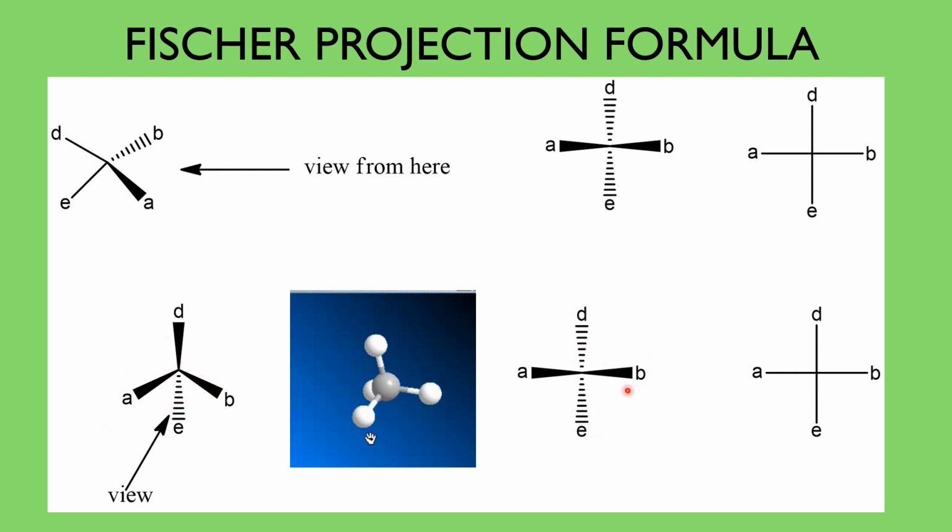And this flying wedge is converted to Fischer projection here, keeping the groups coming towards us in the horizontal line, the groups that are going away from us in the vertical line.